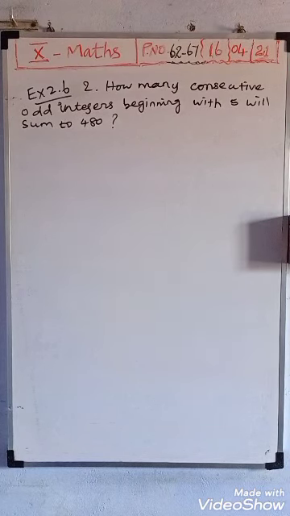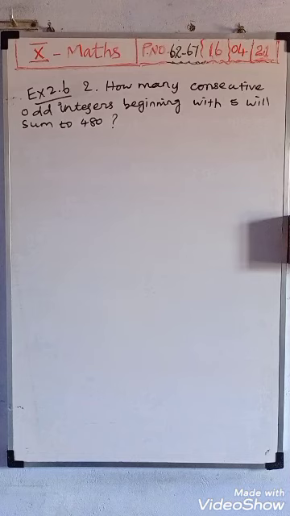Next, second question. How many consecutive odd integers beginning with 5 will sum to 480? Okay, this we want to find. So, the starting term is 5, and we want to choose odd integers. Starting term 5. Next odd integer is 7.